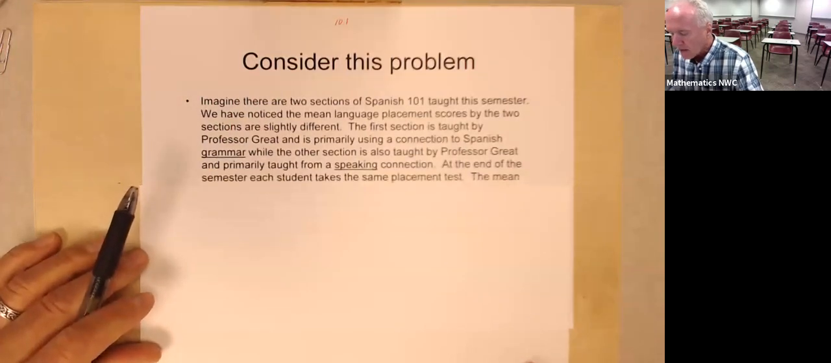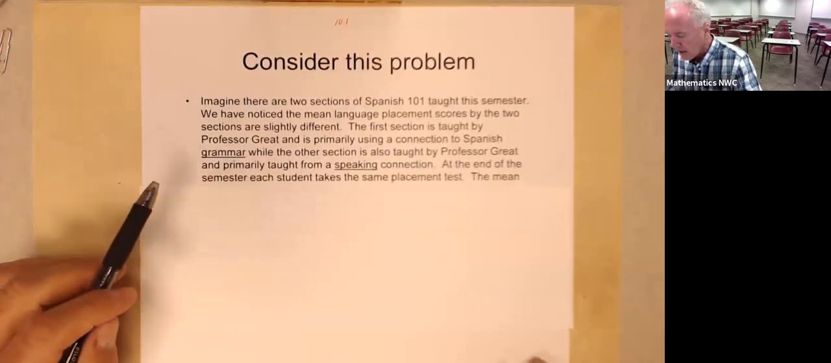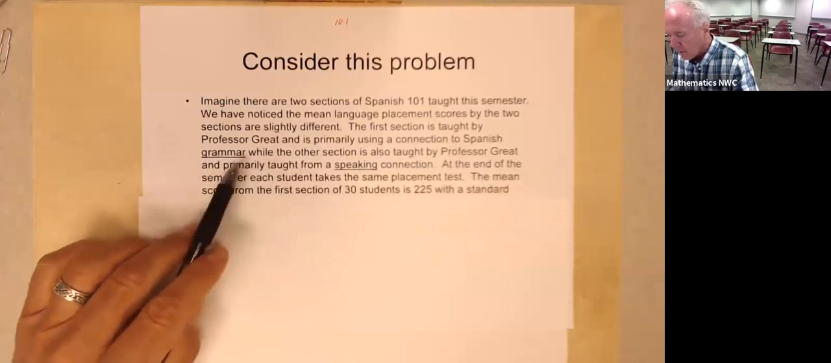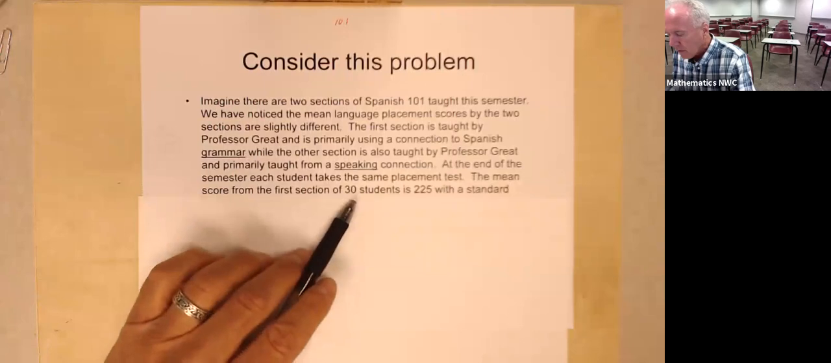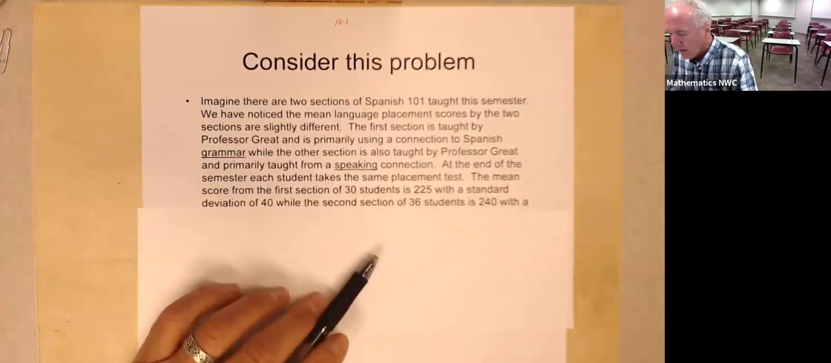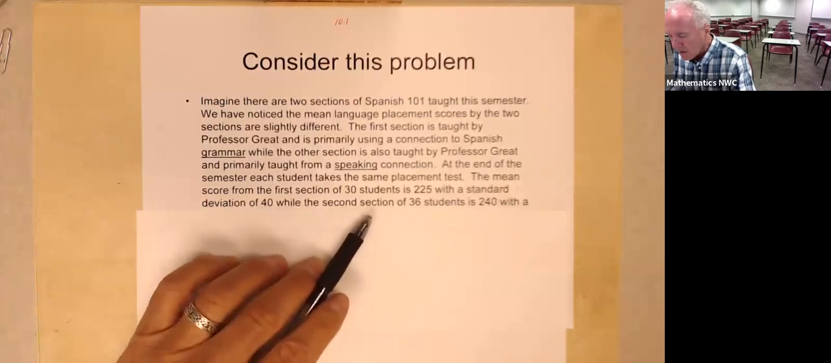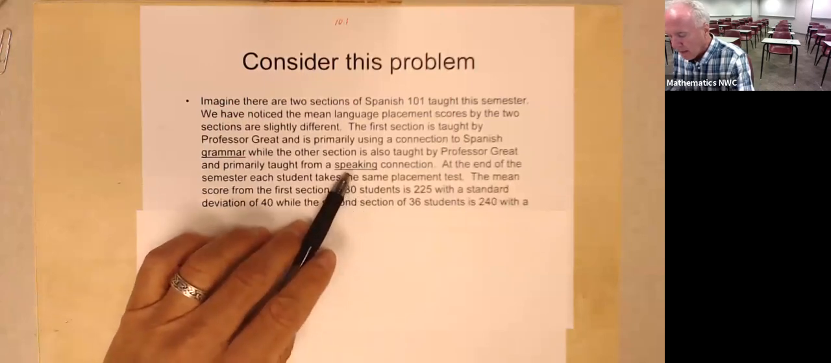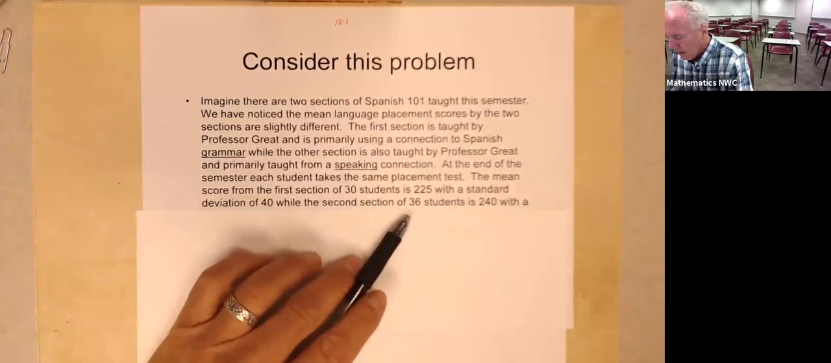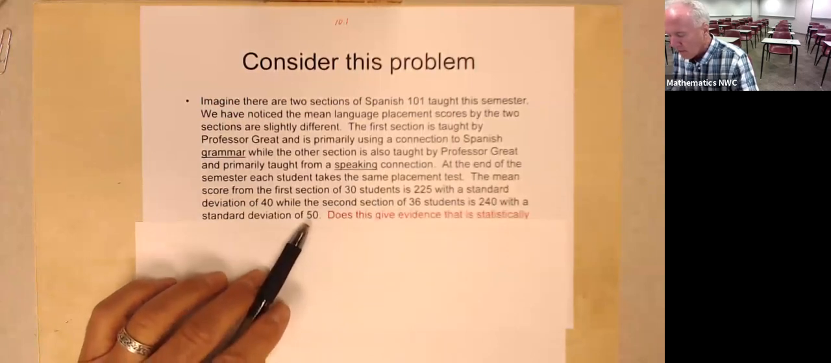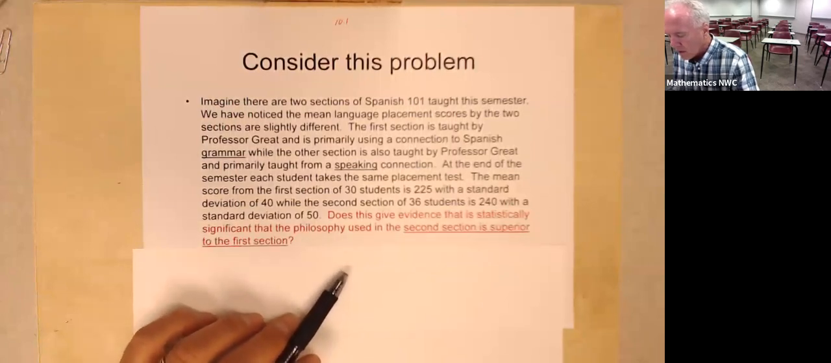At the end of the semester, each student takes the same placement test. The mean score for the first section, that would be the grammar section, 30 students, is 225, standard deviation of 40. While the second section, that would be connected to speaking, of 36 students, is 240 with a standard deviation of 50. Here's the question.